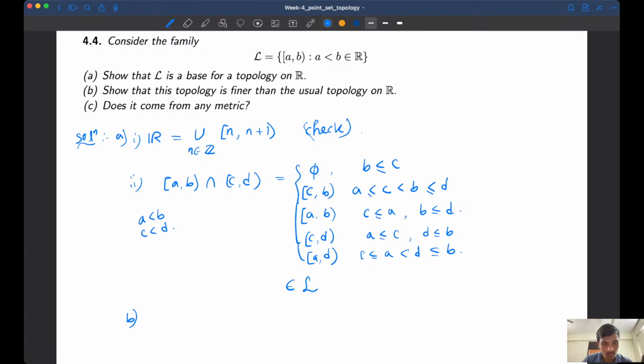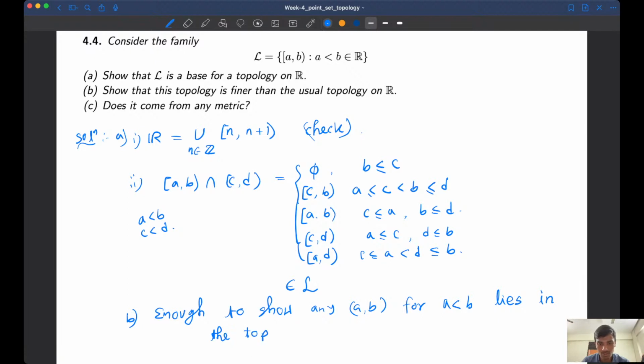So any (a, b) for a less than b lies in the topology generated by this.